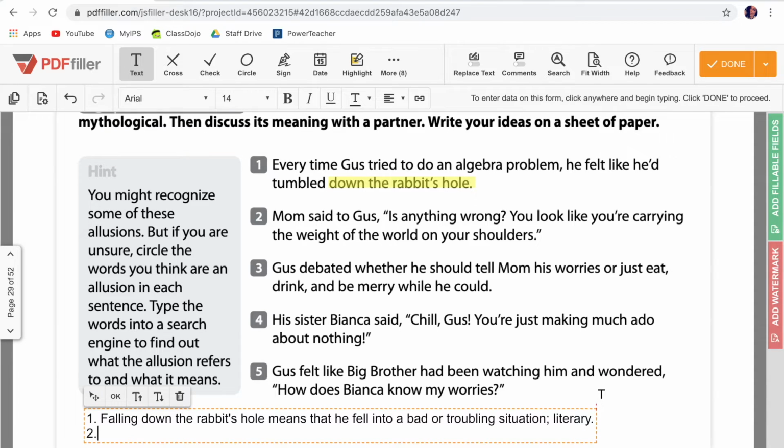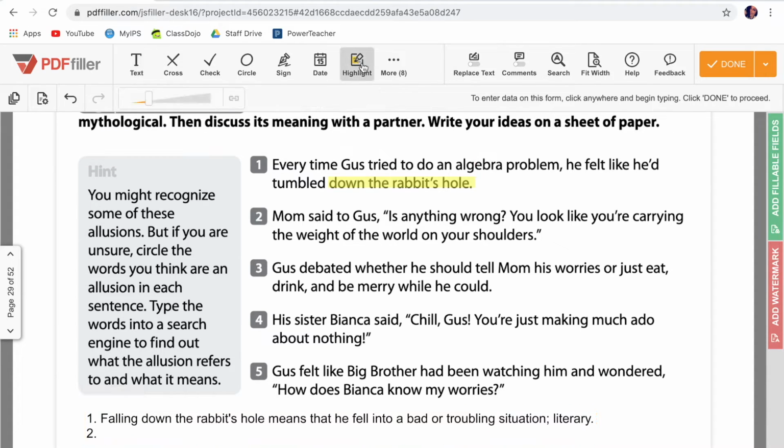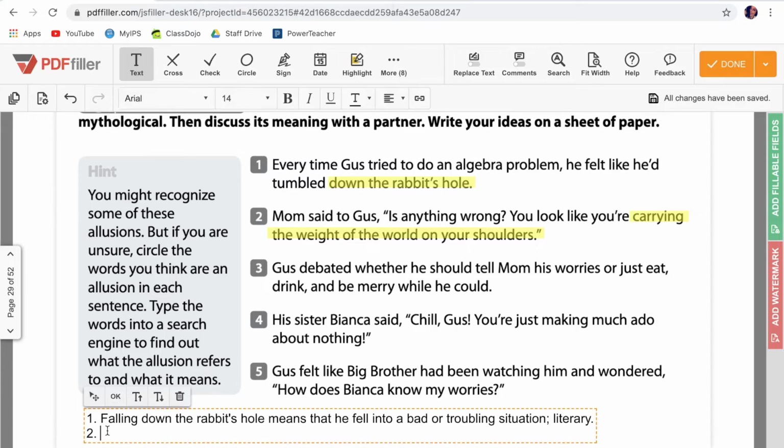So number 2 here says, Mom said to Gus, is anything wrong? You look like you're carrying the weight of the world on your shoulders. So I think many of us have heard this before, carrying the weight of the world on your shoulders. Now, even I don't know what specifically that comes from, right? I've heard that before. I know what it means, but can we think about what it means without looking it up? So what does carrying the weight of the world on your shoulders mean?